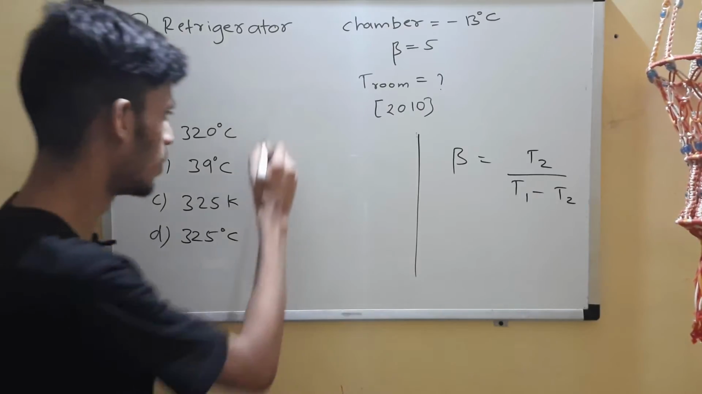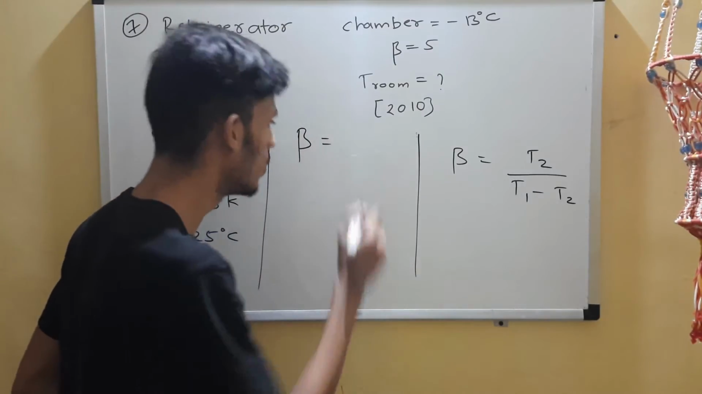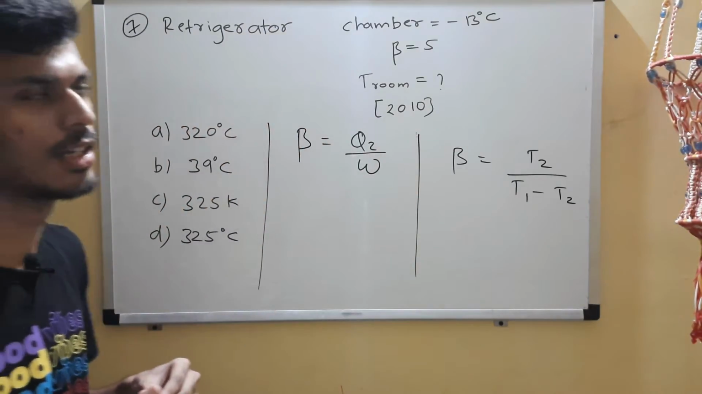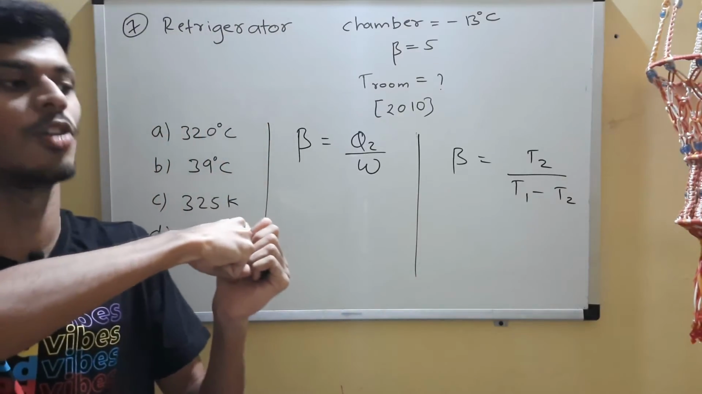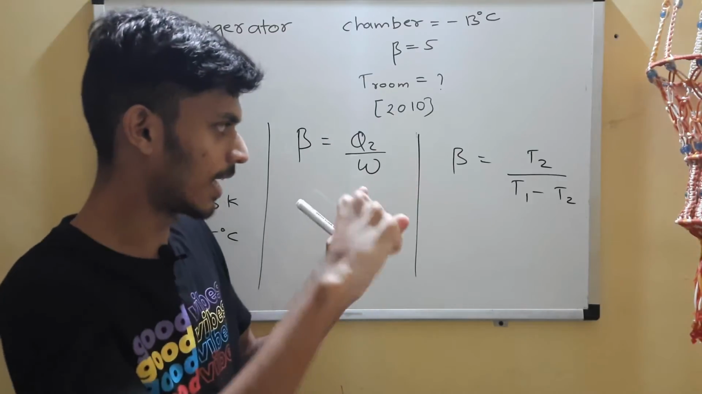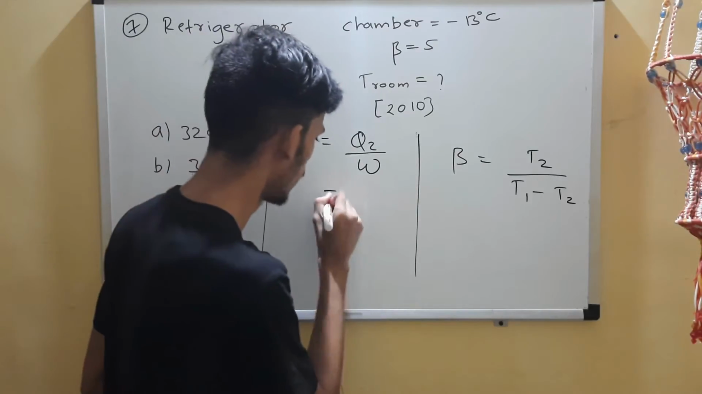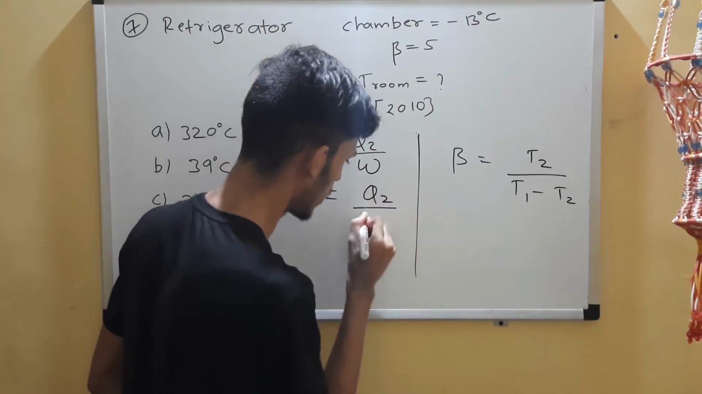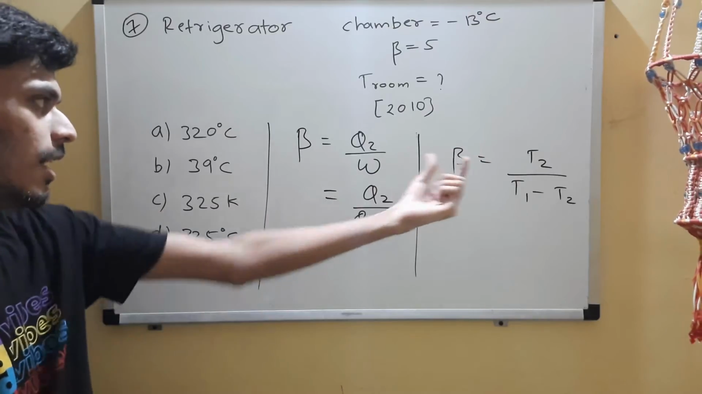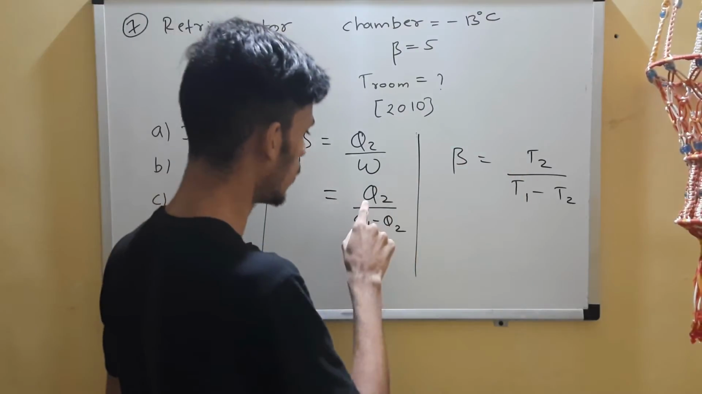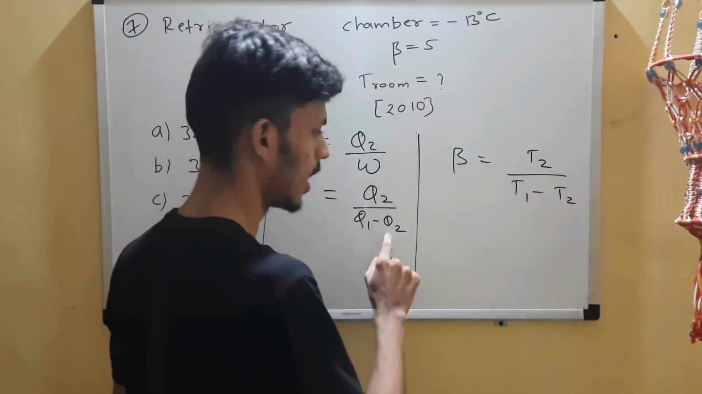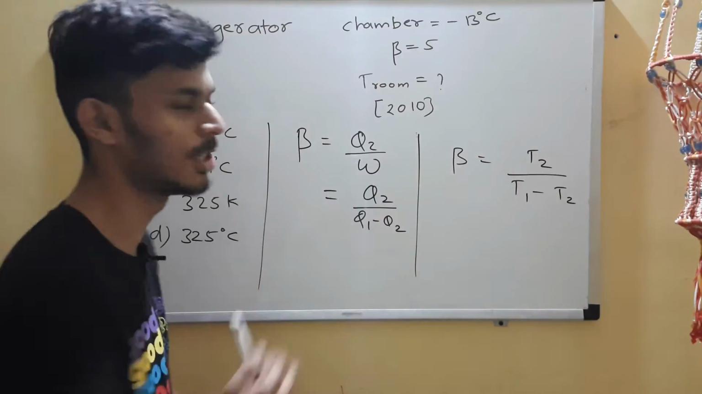If you don't know this, don't dislike the video. I have another formula for you. Beta is Q2 by W. By definition beta is Q2 by W, where Q2 is the amount of heat extracted from the chamber of that refrigerator. So Q2 is the heat extracted divided by the work done. Again you can write work as Q1 minus Q2. Now there is a direct relation between heat and temperature, so you can replace Q2 by T2, Q1 by T1, and again Q2 by T2. So that's how you can reach there.